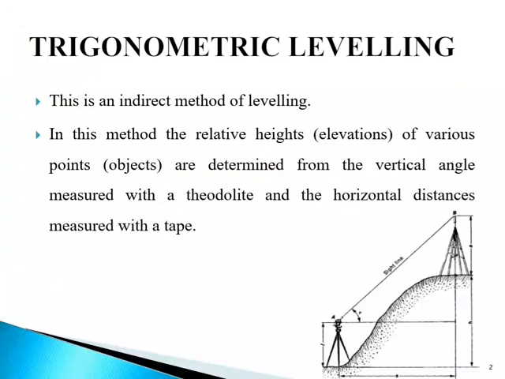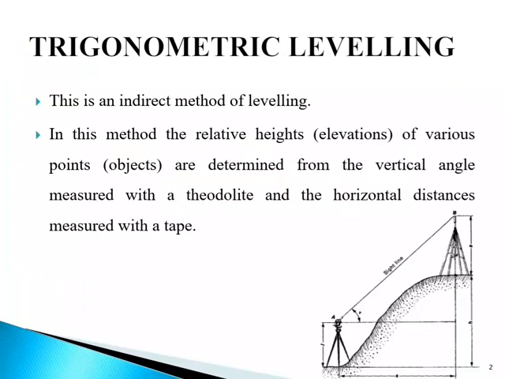Leveling is a method of determining the relative heights, say elevation, of various points. In direct leveling, the difference of elevation is determined using a leveling instrument, for example a dumpy level, leveling staff, etc. But trigonometric leveling is an indirect method of leveling. In this method the relative heights, say elevations, of various points, say objects, are determined from the vertical angle measured with a theodolite and horizontal distance measured with a tape.